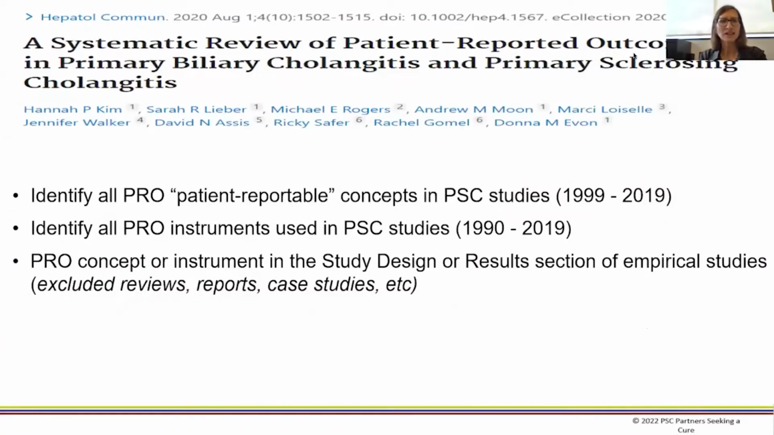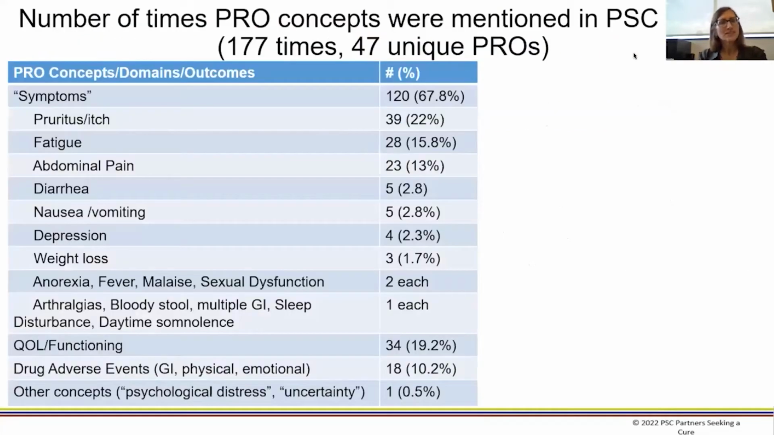Now I want to take a step backwards. I'm going to talk about a review article here. Let's talk about what kind of patient-reportable concepts have been found in the PSC literature to date, and then what kind of PRO instruments have been used to measure those concepts. So we did a review study where we reviewed all studies from PSC from 1999 to 2019. And we looked at where there were studies that mentioned a PRO concept like quality of life or fatigue, or an instrument in the study design or results section of empirical scientific studies. So we excluded reviews, reports, and editorials. And you can see here, this table shows you the most common, frequently cited concepts, domains, outcomes.